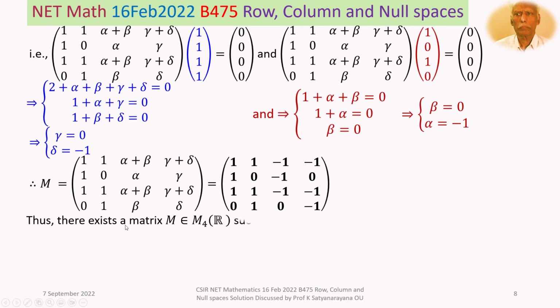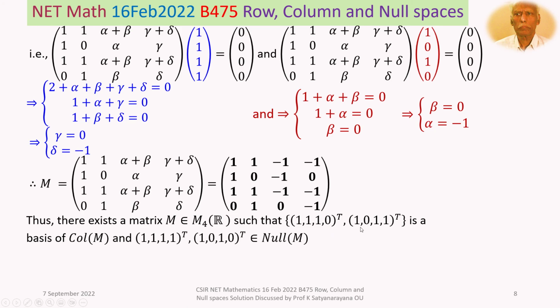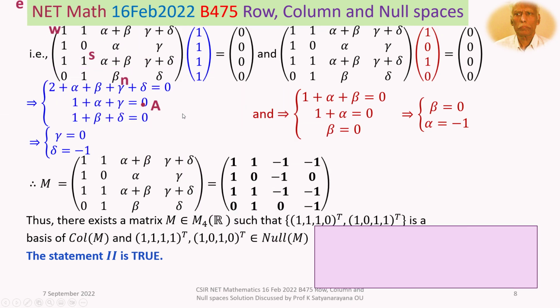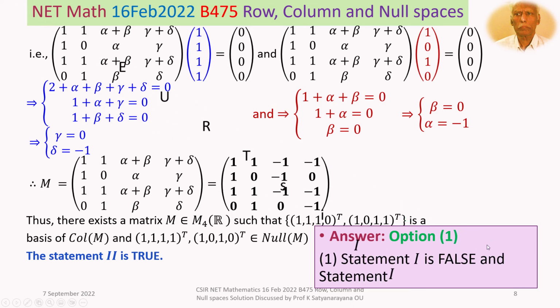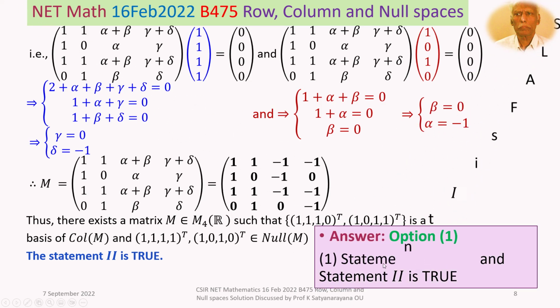Thus there exists a matrix M belonging to M4 over R such that these two column vectors are a basis of the column space of M, and these two column vectors belong to the null space of M. Such a matrix exists, therefore your statement 2 is true. So we have proved that statement 1 is false and statement 2 is true. So our answer is option 1, in which statement 1 is false and statement 2 is true.